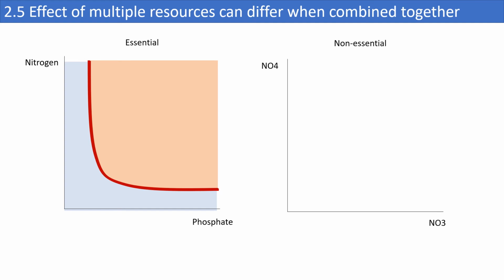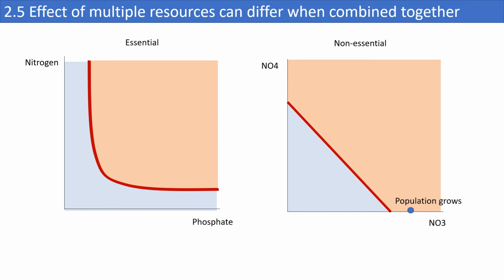The isocline of two perfectly substitutable resources, contrary to the essential resources, intersects the plot axis. In this case, one of the two resources can be completely absent, but the population will still be able to grow if there are sufficient amounts of the other resource. For instance, this environment has no nitrate, but it still has sufficient levels of nitrite to sustain its growth. And the inverse is true in this environment.